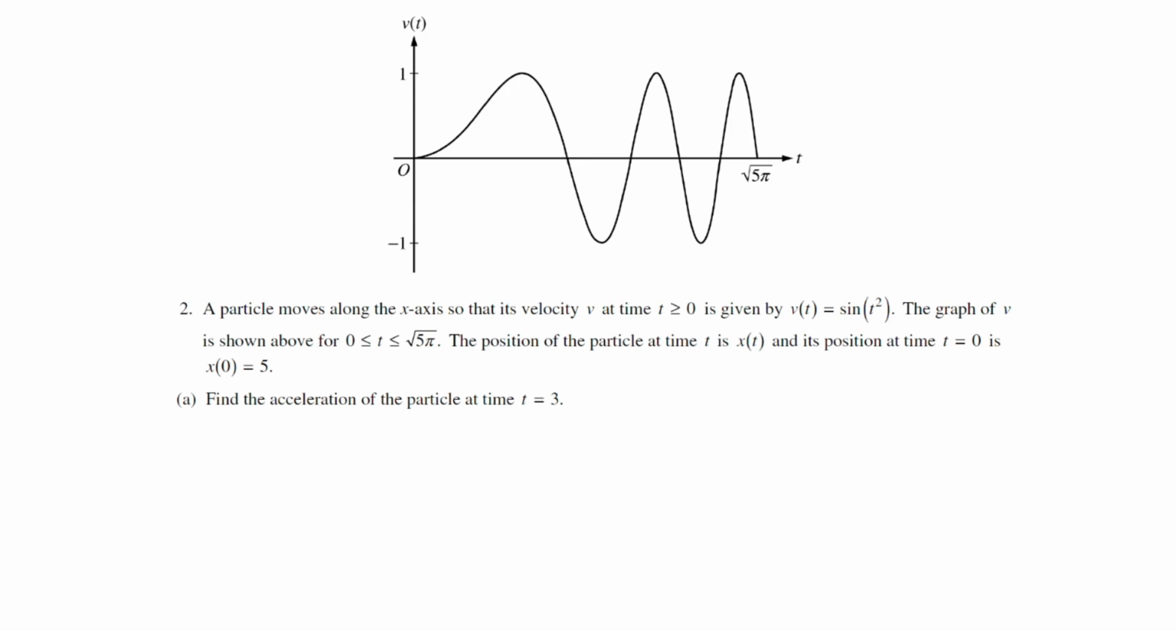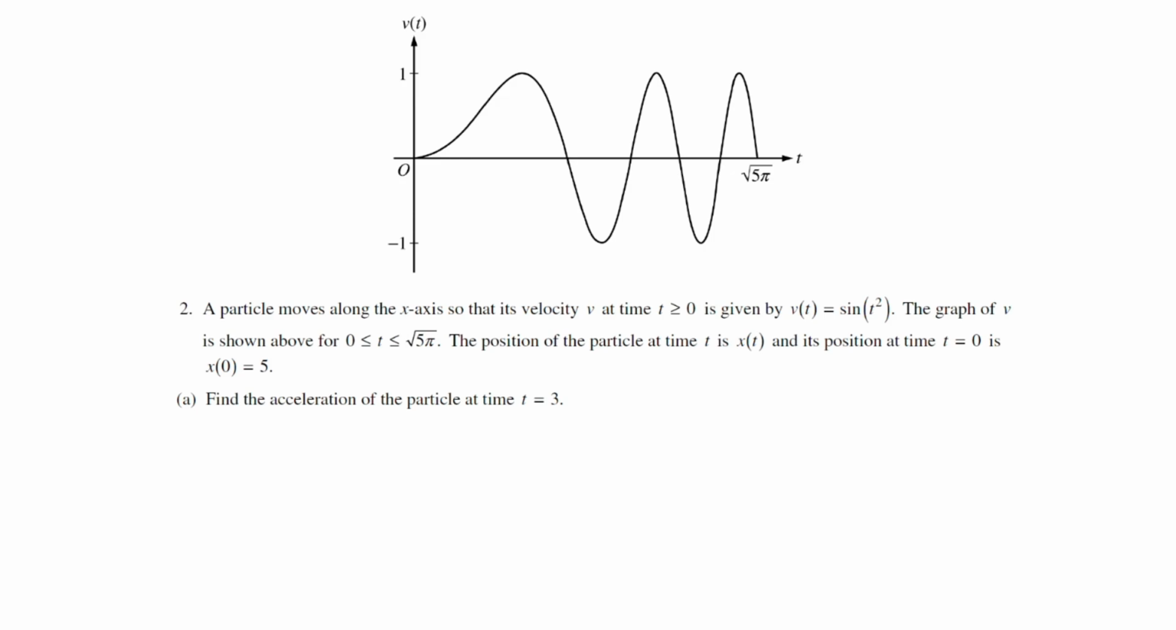All right, this is question 2 from the 2007 Form B AP Calculus AB FRQs. It's a motion question. It's a calculator question. And we've got a particle moving along the x-axis. Its velocity is v of t equals the sine of t squared. They show us the graph, and they tell us that the position of the particle is given by a function x of t, and that at t equals 0, its position is 5.